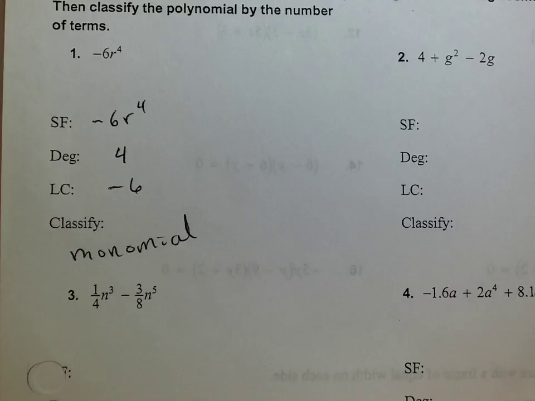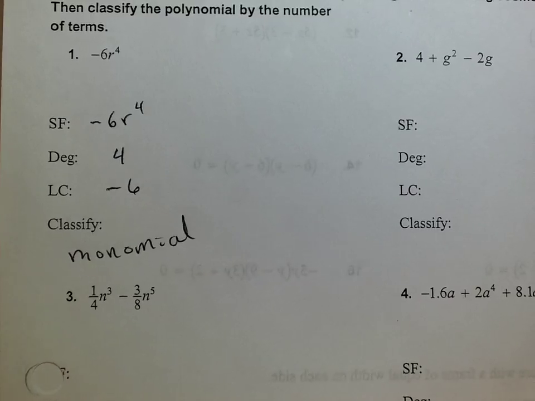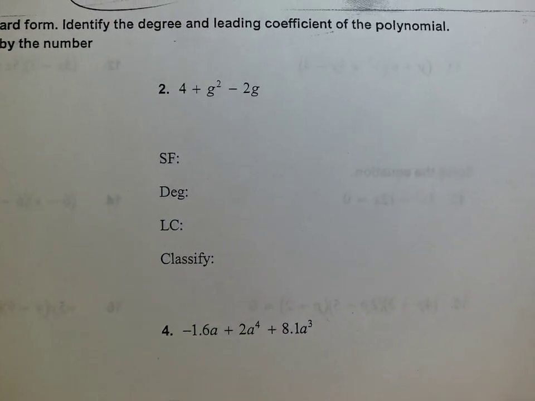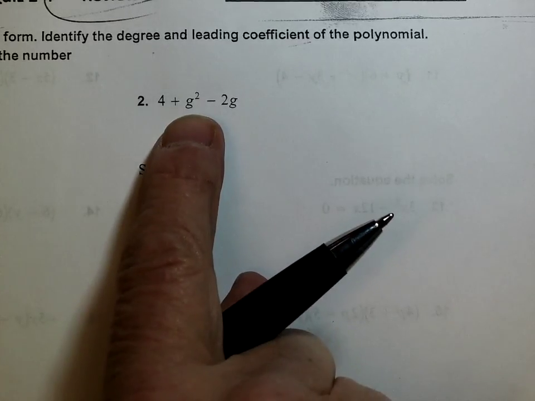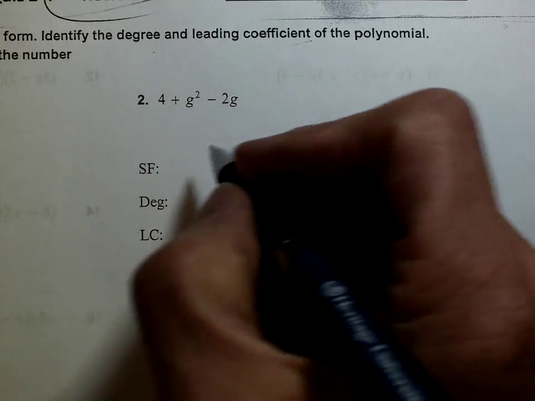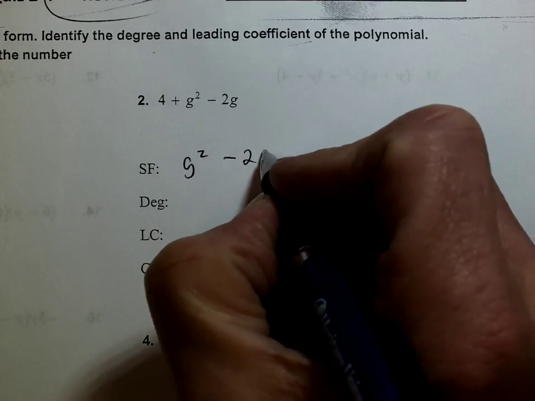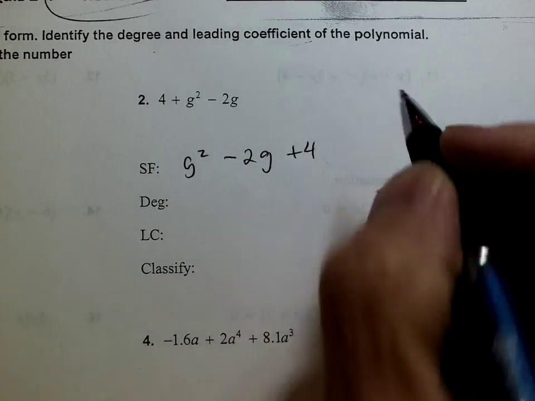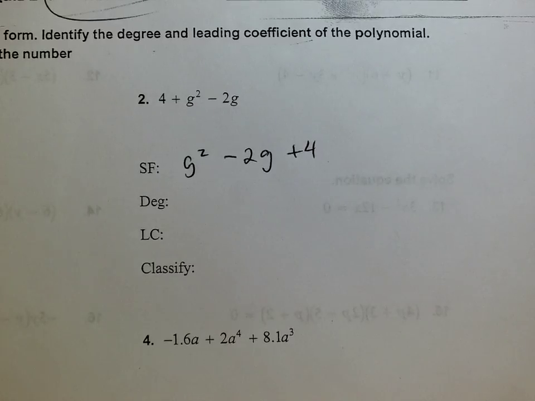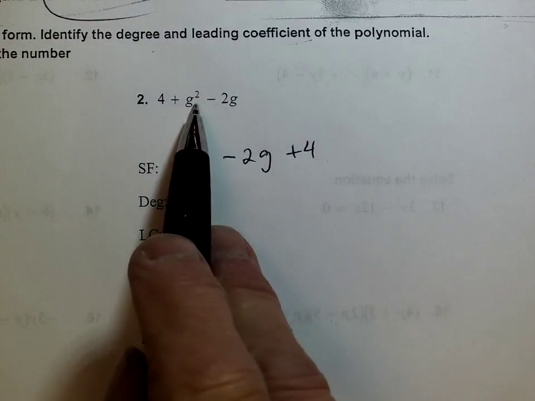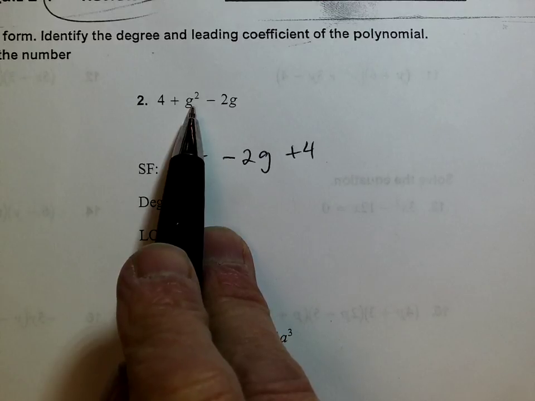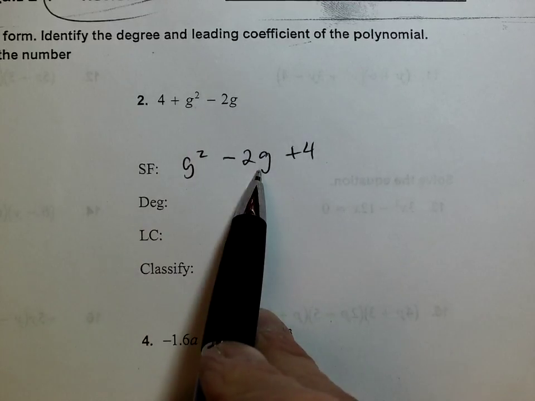Okay, number 2. We've got to rewrite it. Going to standard form, we put the biggest first, because we go by the exponent. So we're going to go g to the second minus 2g plus 4, okay? Good, Chris. You got it? So the biggest is the g squared because of the exponent. Then the next one is the g, then the 4, okay?